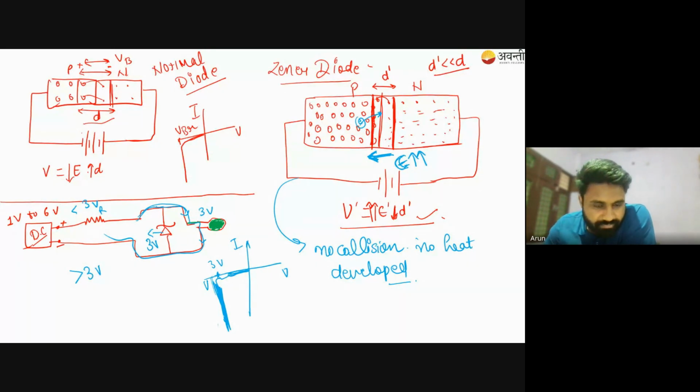Okay? Which means that by increasing the input from 3 volt, most of the current will pass through this Zener diode. Okay? Most of the current it will take upon it, because from this graph you can say, if I just show it here, this is I, this is V, so this is VBR. So up to VBR what will happen?